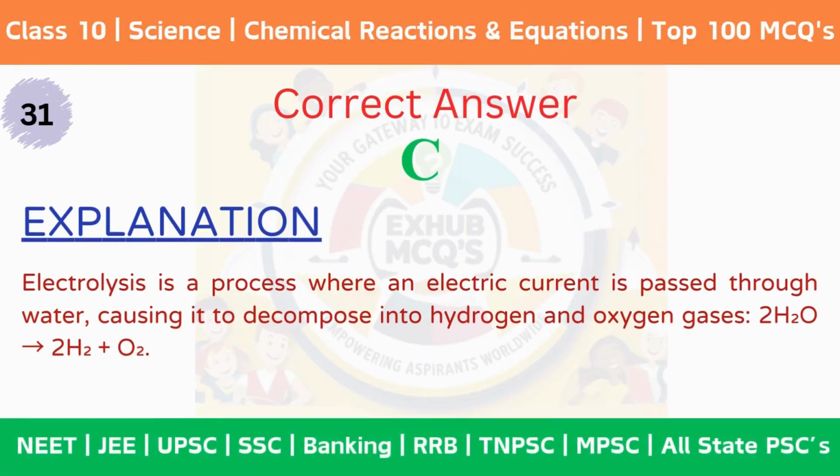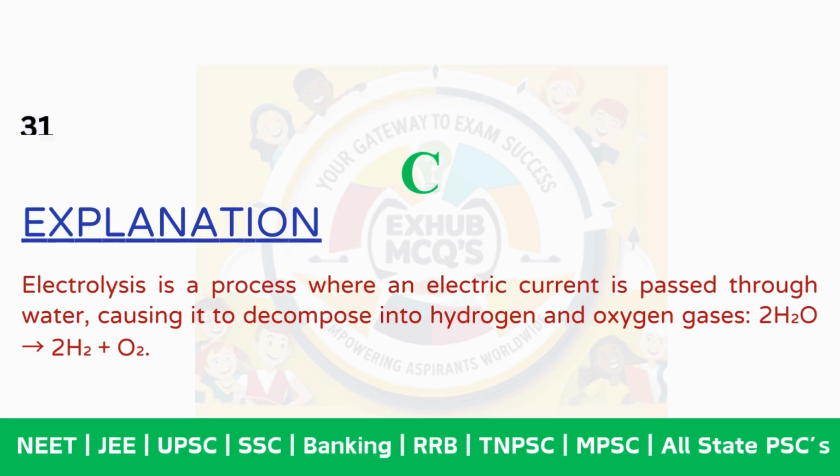The correct answer is option C, decomposition reaction. Explanation: the decomposition of water into hydrogen and oxygen using electricity is a decomposition reaction. Water breaks down into simpler substances when an electric current passes through it.